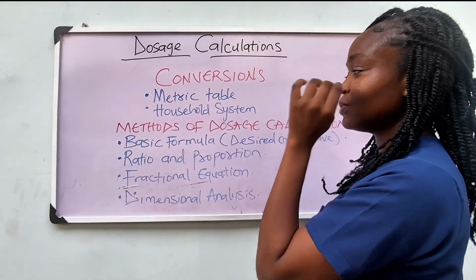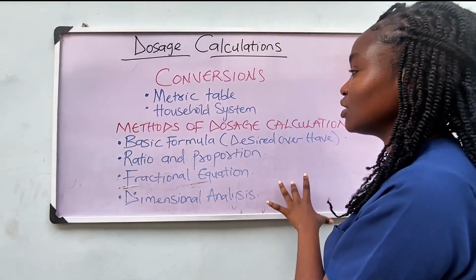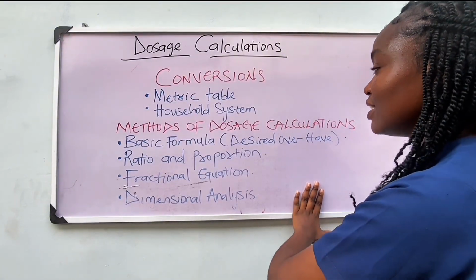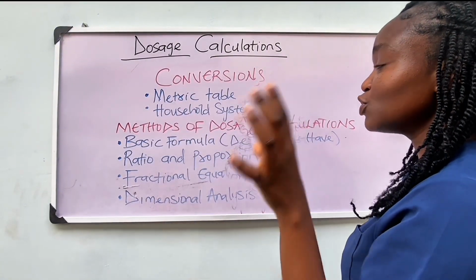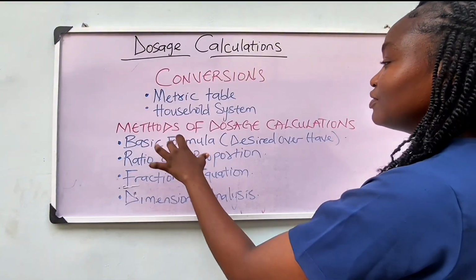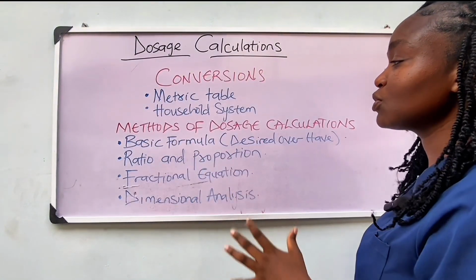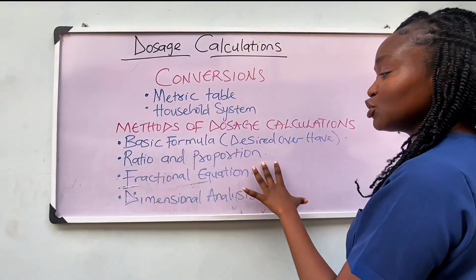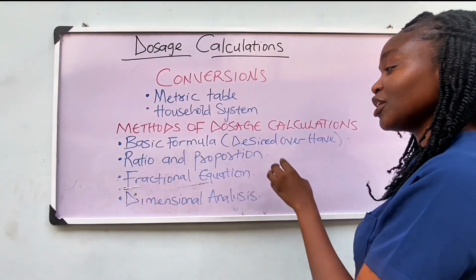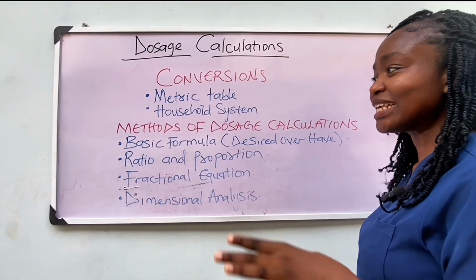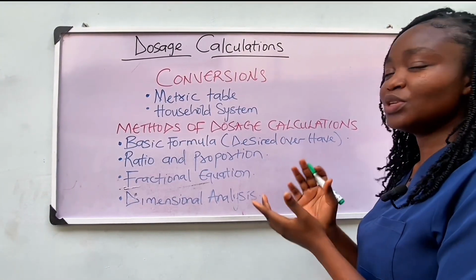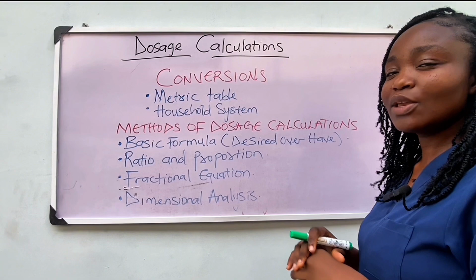Then lastly, we're going to look at the method of dosage calculation, which is the main thing that we are here to do today. There happen to be different methods for solving dosage calculations. We have the basic formula method, which is also called the desired over have method. Then we have the ratio and proportion method. Thirdly, we have the fractional equation method, which is the same thing as the ratio and proportion method, just that this time around it is written in the form of a fraction instead of a ratio.